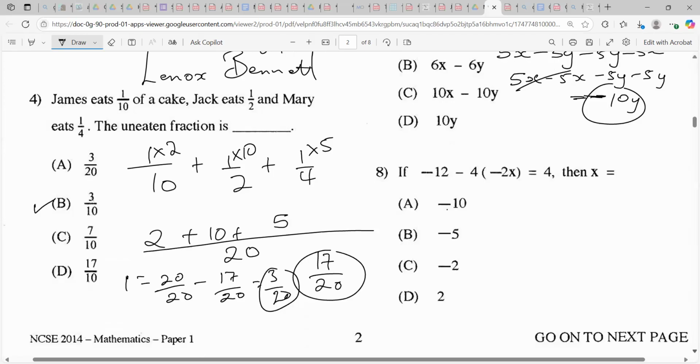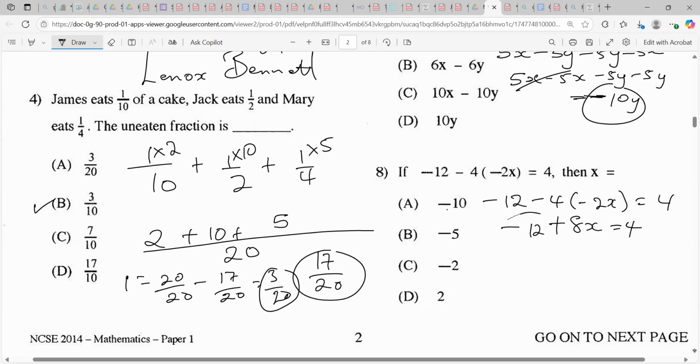All right, let's move on to number 8. If minus 12 minus 4 minus 2x equals 4, then the value of x is. So let's break it down. Let me rewrite it first. All right, so we have to multiply according to the rule. Negative times negative is positive, so this is going to give us 8x. And of course, we have minus 12 here.